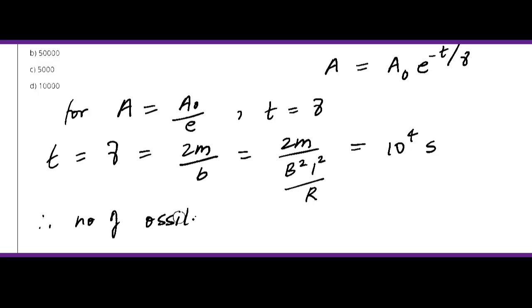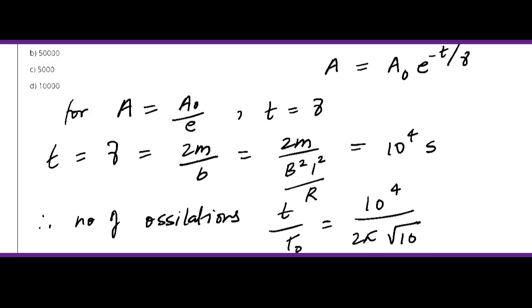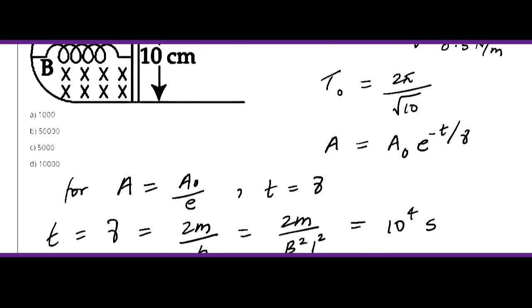So the number of oscillations is t upon capital T naught, which is nothing but 10 raised to 4 upon 2 pi under root 10. So this value is approximately equal to 5000. So 5000 is nothing but the number of oscillations. So the answer is option C.